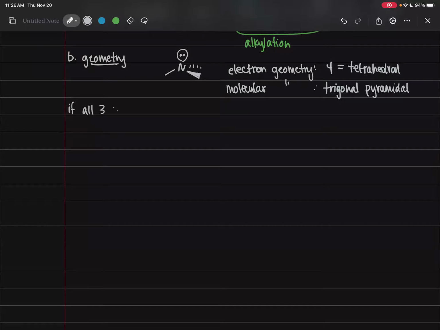So if all three groups are different, then that means that the molecule is going to be chiral at the nitrogen atom. So that means the nitrogen atom is a stereocenter. So you can assign R and S, et cetera, et cetera. However, well, let's show an example of that actually first.